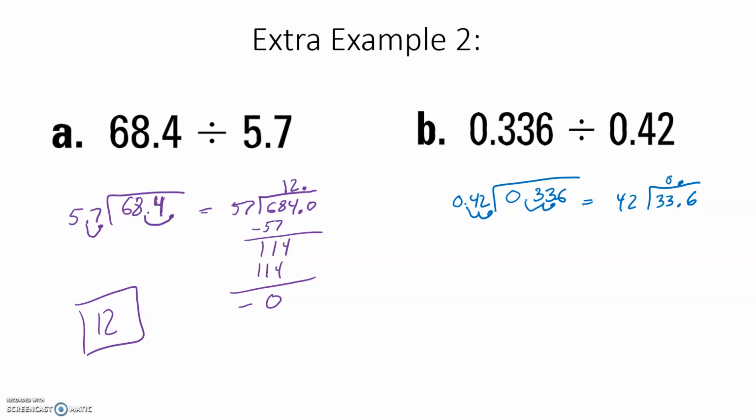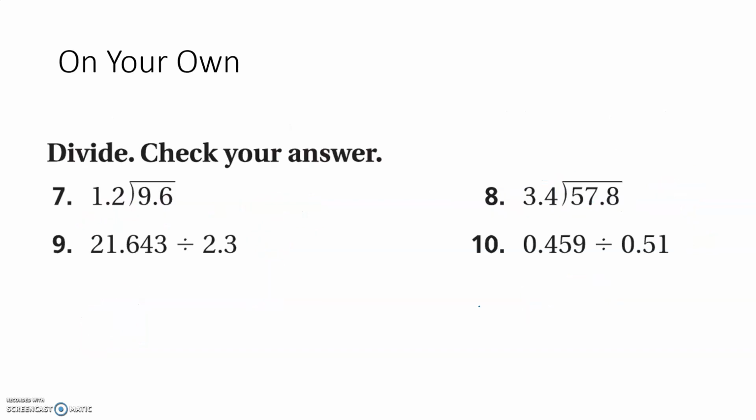42 does not go into 33, but it goes into 336. I think 8 times. 8 times. So this is 0. 8 times, and it's going to be 336, so nothing to continue on. So the answer is 8/10. All right, go ahead and do the on your own.